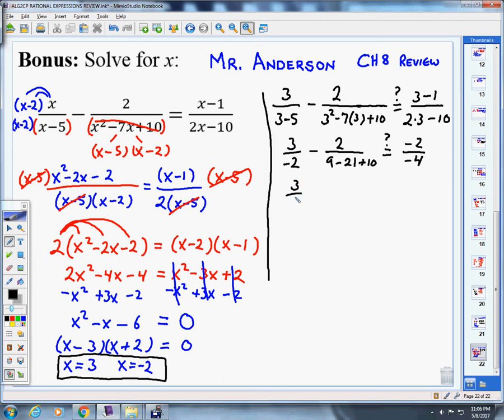Okay, so we got 3 over negative 2 minus 2 over 9 minus 21 plus 10. That's 9 and 10, that's 19, minus 21 makes negative 2. Okay, well, I've got the same common denominator already, so that's going to be easy there. And does this equal negative 2 divided by negative 4, which is a positive 1/2? 3 minus 2 is 1.